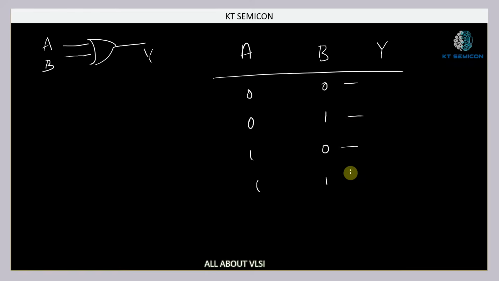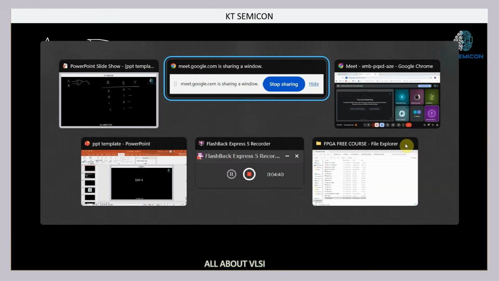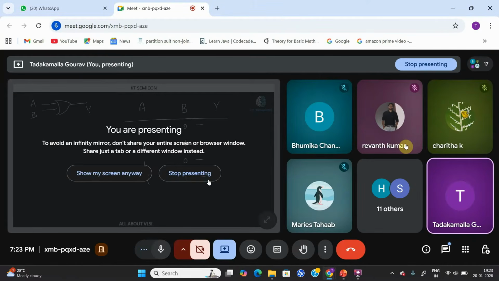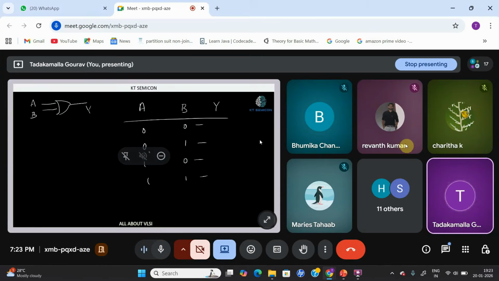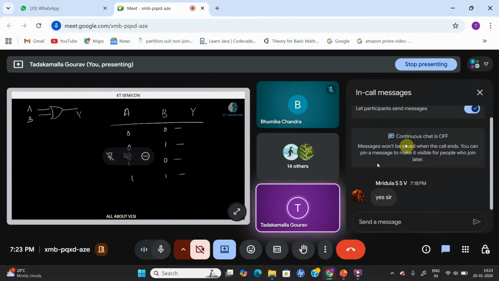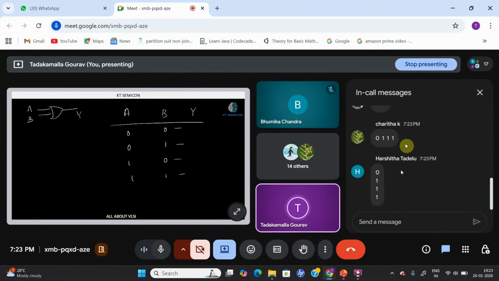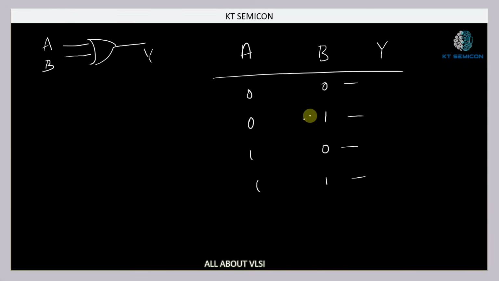Can anyone fill this particular table? It's a very simple question. What will be my outputs? Put them in the chat box. I'm waiting for your responses. It's a very simple question. 0, 1, 0, 1. Yeah. Okay, so it's a simple OR gate, and simply it is 0, 1. Am I right? That is nothing but the truth table which I'm drawing, right? So I'm going to write down 0, 1.